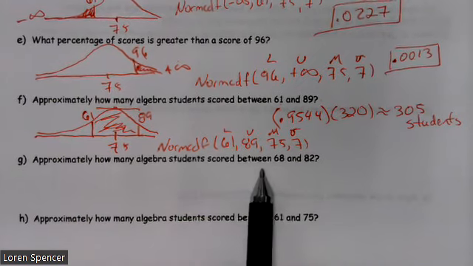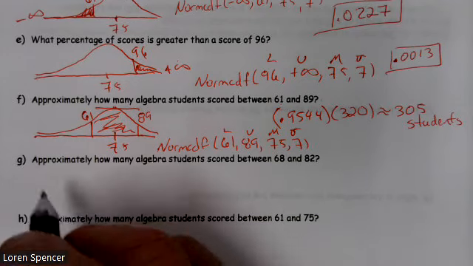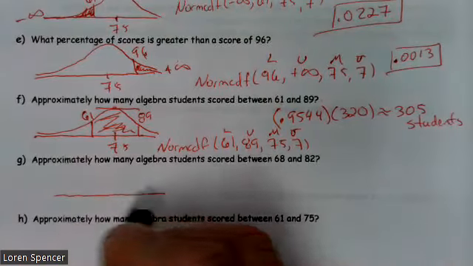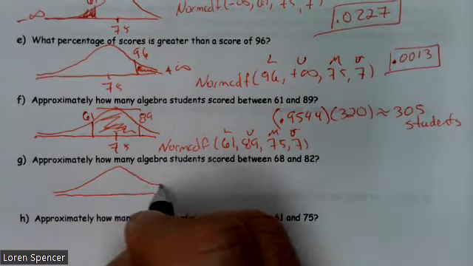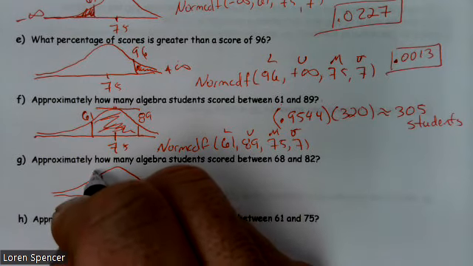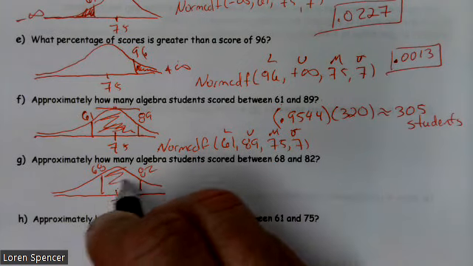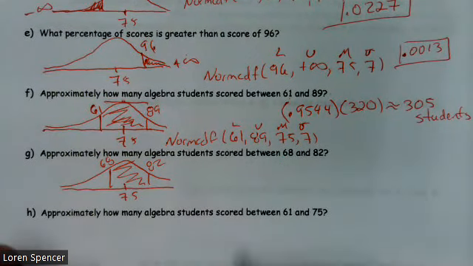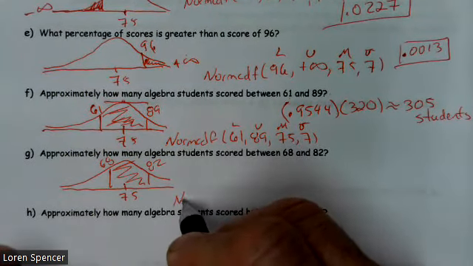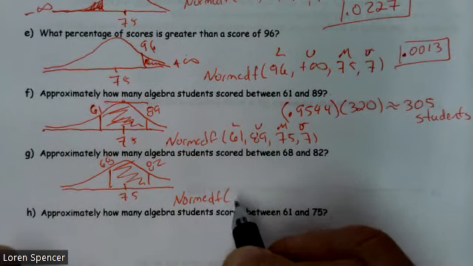Approximately how many students scored between a 68 and an 82? Well, this is plus or minus 1 standard deviation, so it should be about 68%, but let's check that out. So this is 68, 7 below. This is 82, 7 above. That's plus or minus 1 standard deviation. So when we do our norm CDF, we should get a value of about 68%.